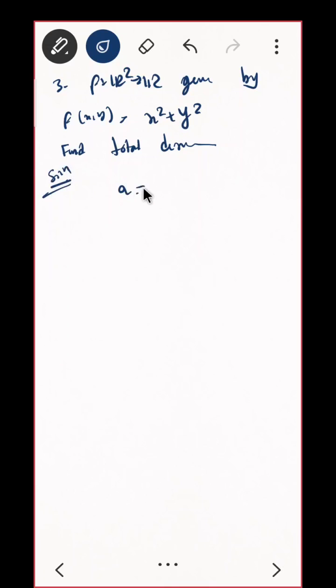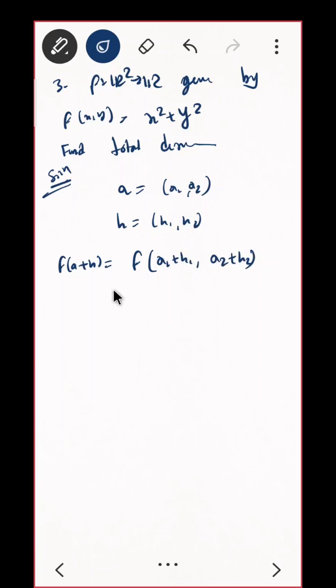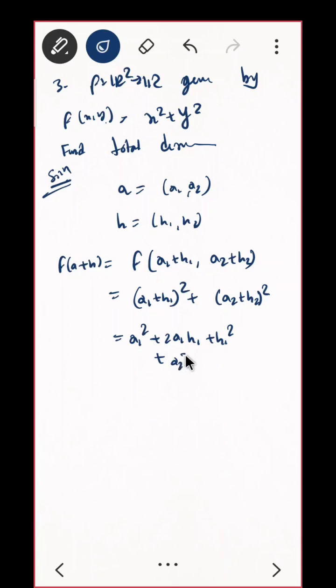You will start with a1 a2, you will start with h1 h2, correct? So h1 h2 is clear because this is in R2, okay? What is the next thing? You will see f of a plus h. So what is f of a plus h? That is f of a1 plus h1 comma a2 plus h2. And what is that? As per the definition, what was x y? x square plus y square. This will be a1 plus h1 the whole square plus a2 plus h2 the whole square. Perfect. So let us quickly solve this. What will be this? a1 square plus 2 a1 h1 plus h1 square plus a2 square plus 2 a2 h2 plus h2 square, correct?